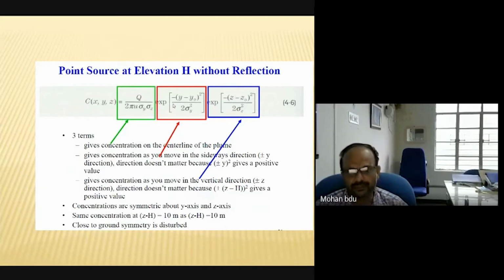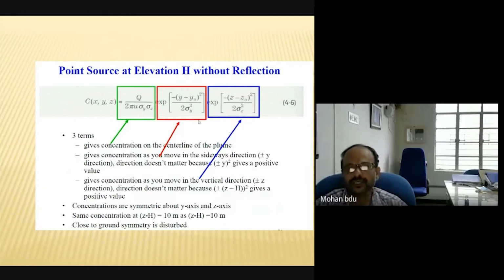So this is the equation that predicts the horizontal movement of the pollutants. If you are interested at y2 or whatever, you can. This is the equation for the horizontal movement, and this is the equation for the vertical movement of the pollutants.